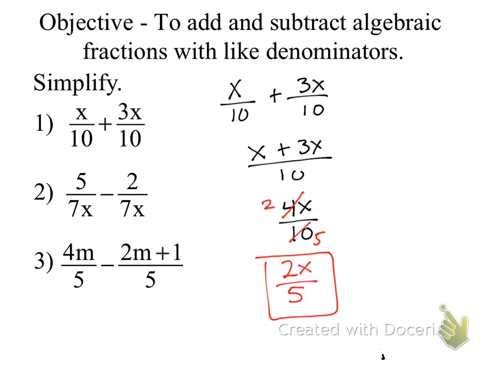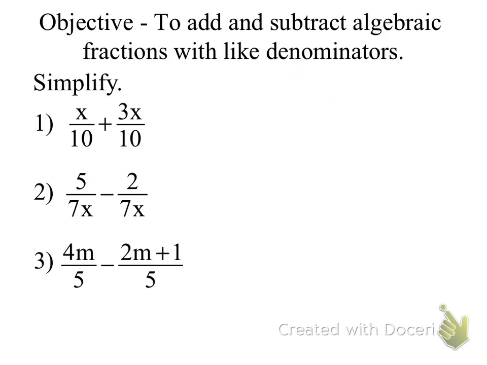Now notice, you cannot simplify here. Let's say this was a 2. You cannot simplify here. You have to add the fractions together and simplify afterwards. If you reduce it before you've simplified, it will be wrong. Okay, so you reduce last. The next one, why don't you try number 2? Thumbs up when you're done.